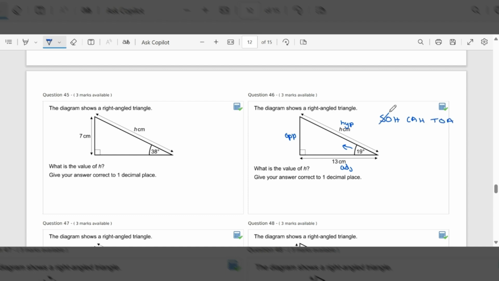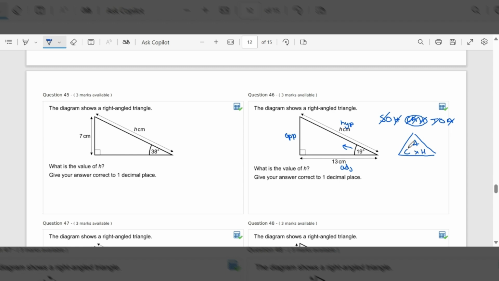SOHCAHTOA. Cross out S, C, T. Cross out the side you know. The adjacent we know is 13. Cross out the side you want to know, the hypotenuse. Don't cross out O because we don't know the opposite and we don't care what it is. So this is a question that's going to use CAH.